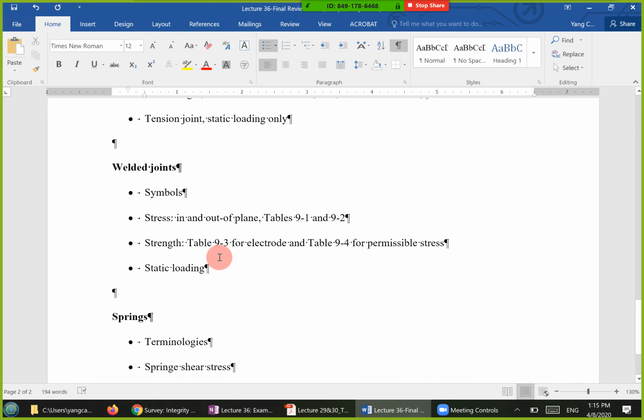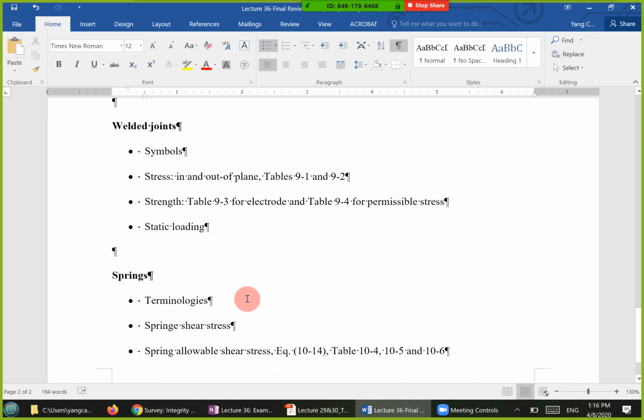Now strengths. In this textbook and in this class, I emphasize that we will consider welded joints as a combination of a base material and the electrode or filler material. So we do need to apply the welding code, but before we apply the welding code, we have to find the material properties for both the base material and the electrode. Static loading only for welded joints.